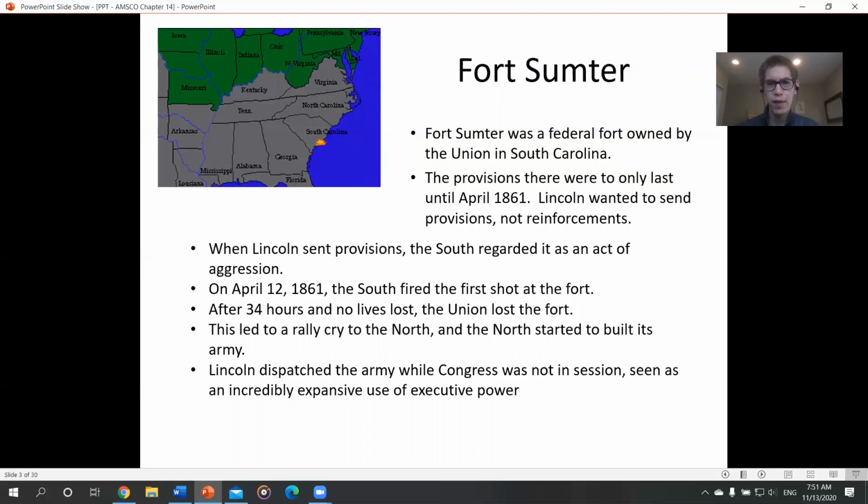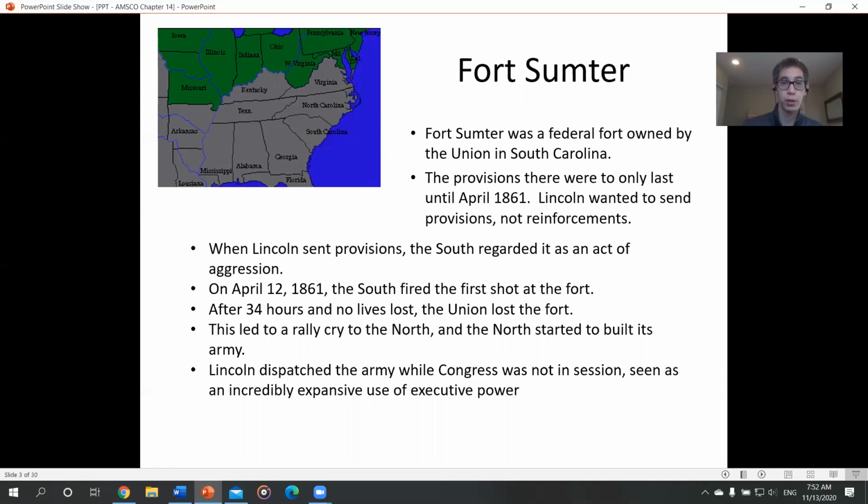So Fort Sumter was a federal fort owned by the Union in South Carolina. You can see Fort Sumter right here on the coast of South Carolina. Obviously, that is in the South or in the Confederacy. So Fort Sumter was owned by the federal government, but South Carolina had seceded from the Union. Fort Sumter only had enough food for a limited time, and so Lincoln tries to send some provisions, food, supplies, not soldiers, not weapons necessarily, but supplies. The South saw this as an act of aggression, and so on April 12th, 1861, the South fired first. The South fired the first shots of the Civil War at Fort Sumter.